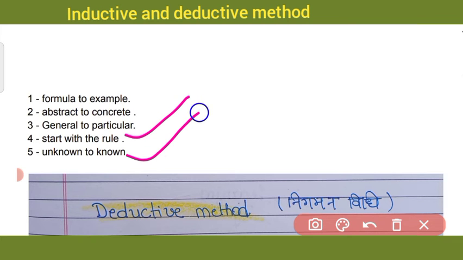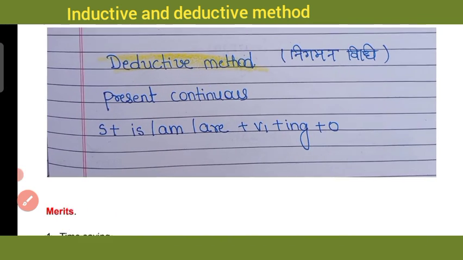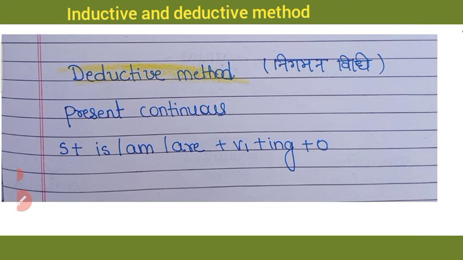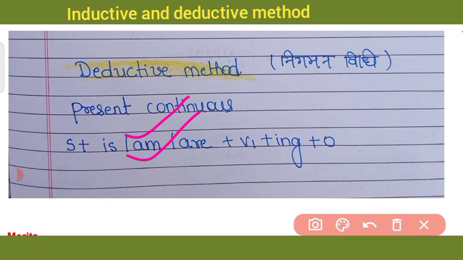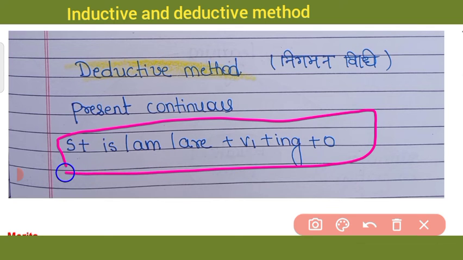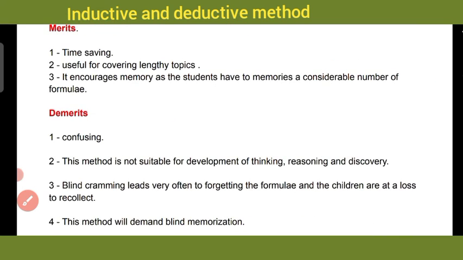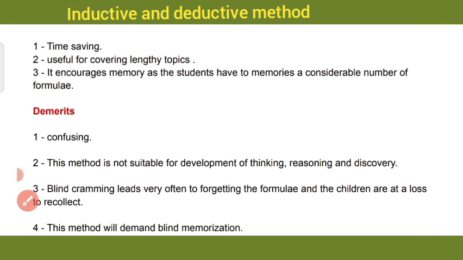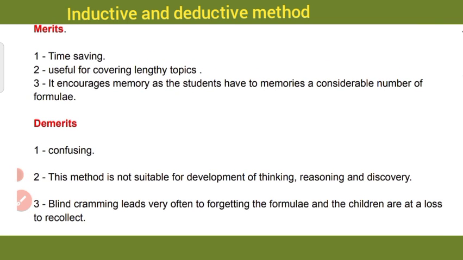Start with the rule, unknown to known. Now let's see some examples. In the inductive method, the teacher first gives examples, 5 examples in that case. But here, the teacher will first give the rules. The teacher will give the rule to students and explain it, and after that students will try to make sentences with the help of that rule. So that is known as the deductive method.